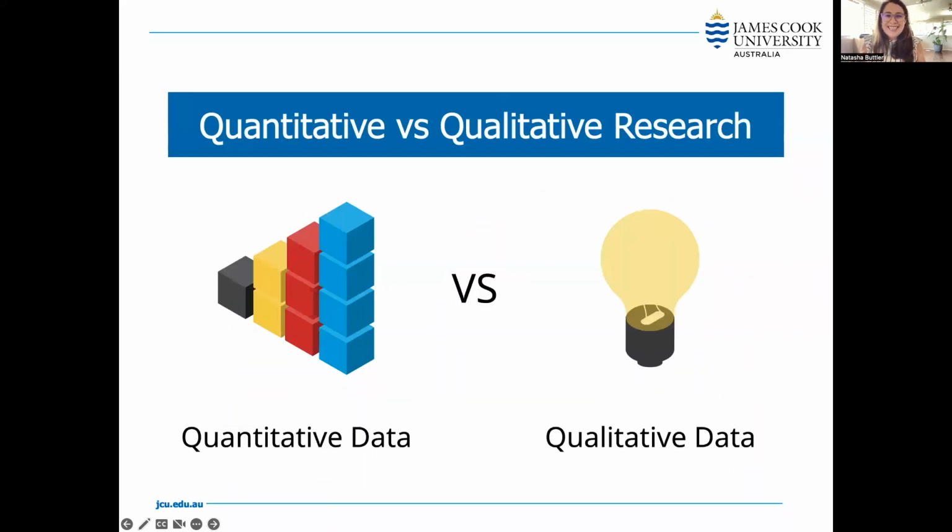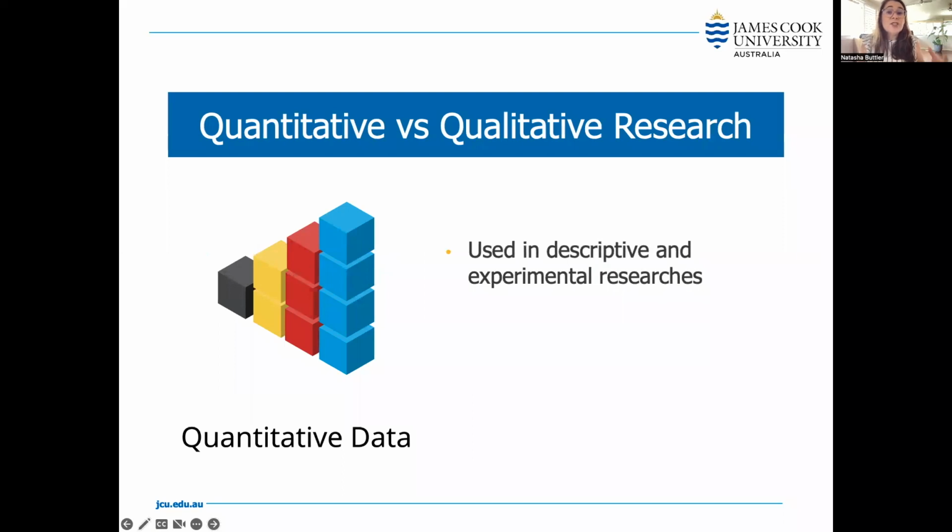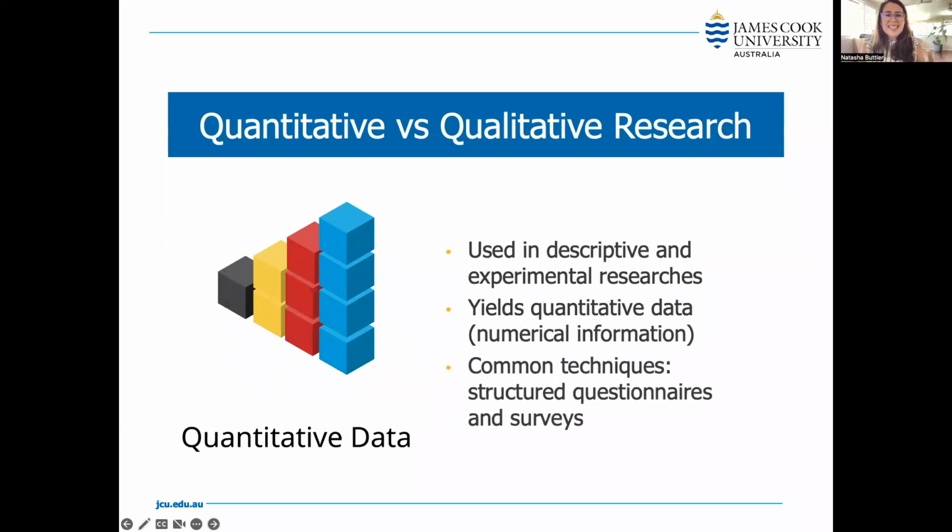So then after we've selected our research design, we also need to consider whether we're going to undertake quantitative or qualitative research. And let's have a look at the differences between both now. So quantitative research is used in descriptive and experimental research. It yields quantitative data or numerical information for us. And generally we would collect quantitative data through structured questionnaires or surveys.